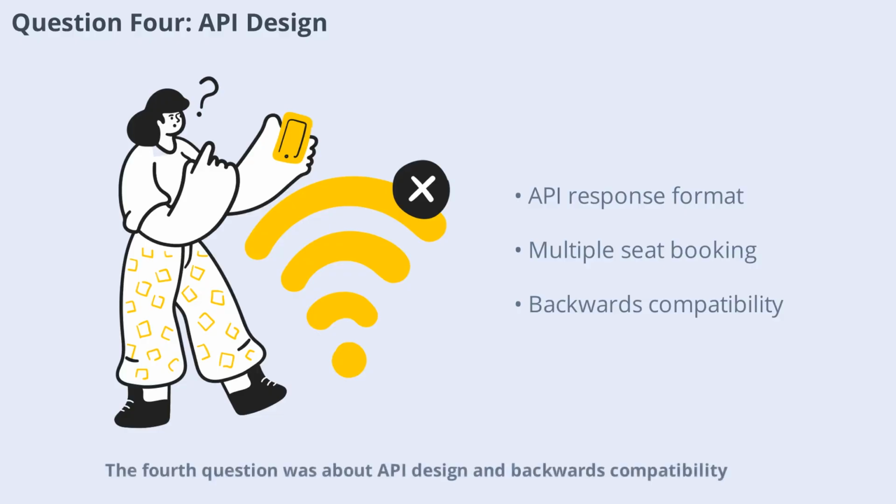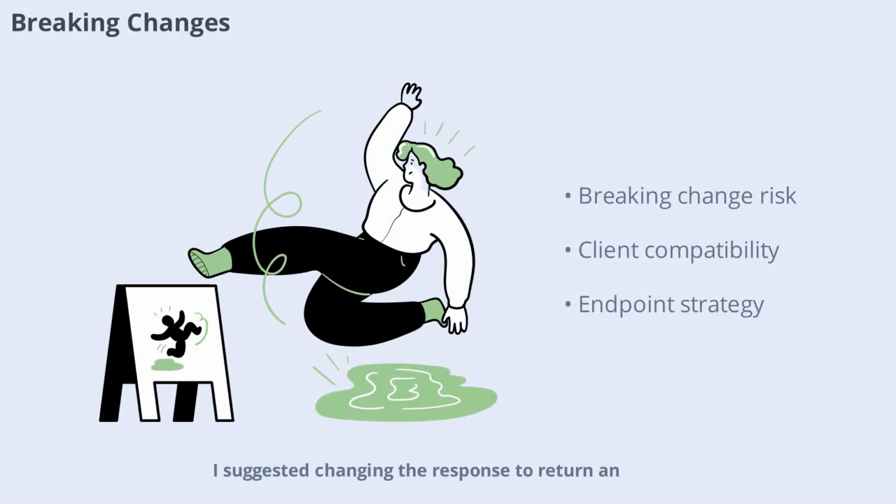The fourth question was about API design and backwards compatibility. The booking API currently returns a JSON response with booking ID, status, and seat number. The product team wanted to add support for booking multiple seats in a single request. I was asked how I would change the API to support this without breaking existing clients that expect the current response format. I suggested changing the response to return an array of bookings instead of a single object.